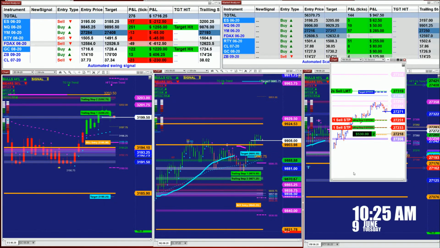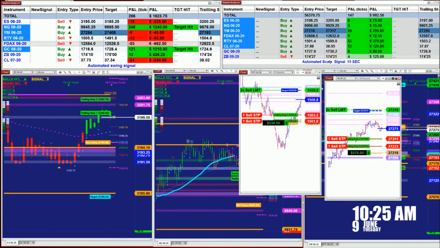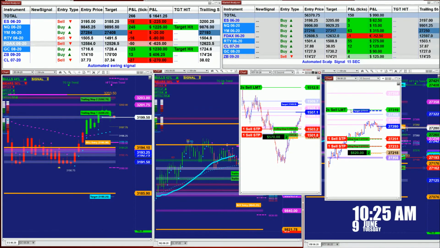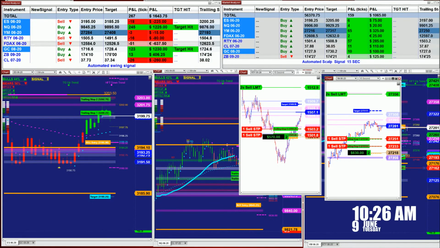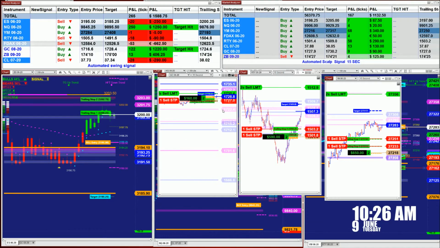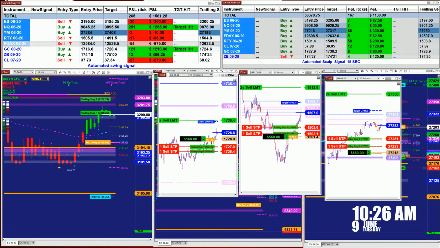So right now, we have the YM on the scalper. We have this one here. Increase the target a little bit, hoping that this market is going to make it. This one here is not very far. Break even immediately.